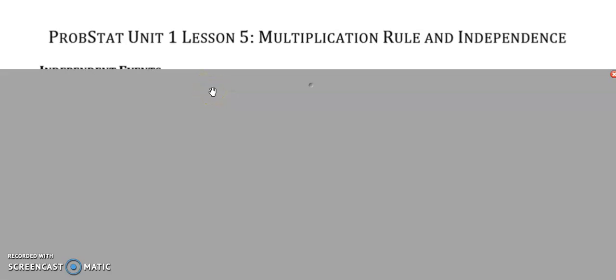Hello, let's go through Unit 1, Lesson 5: Multiplication rule and independence. Let's be clear: anytime you use the multiplication rule, you're going to be using it to either prove or disprove independence. So if you see a question of independence, make sure you are using the multiplication rule, which we are going to discuss.